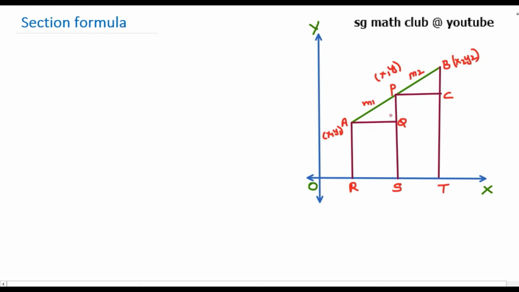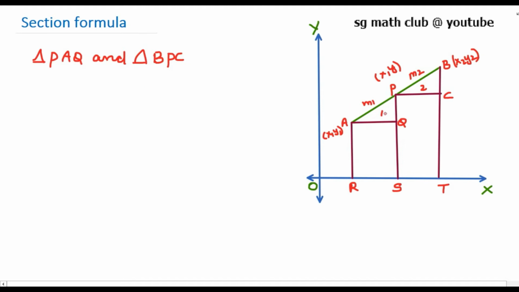Now we can see that these two triangles, that is triangle PAQ and triangle BPC, are similar. Why are they similar? We know that if two triangles are similar, the corresponding sides will be proportional. And why are they similar? By AA criteria, these two triangles are similar.